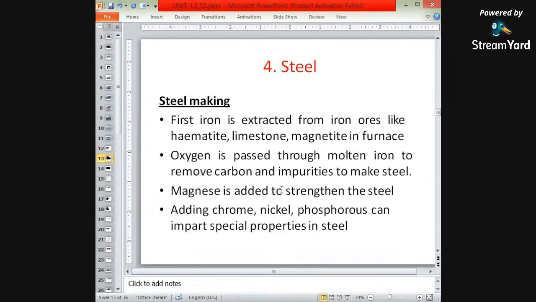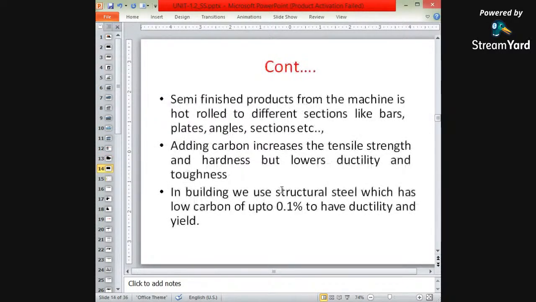Adding chrome, nickel, and phosphorus can impart special properties in steel. Again, other properties can be increased by adding nickel or phosphorus, or by improving different properties, these materials are also added.